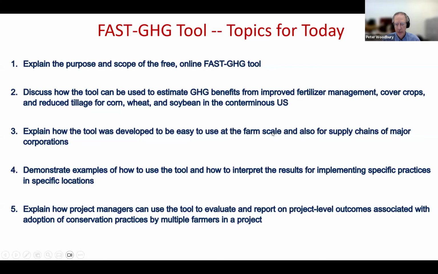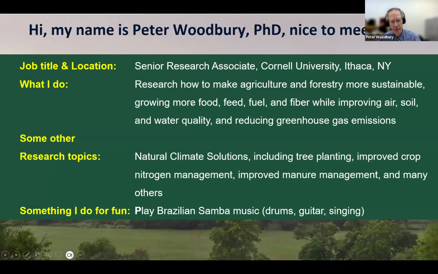Sorry about that. So I look forward to telling you about the FAST greenhouse gas tool, but we'll start with telling you just a little bit about myself. I'm a senior research associate at Cornell, as you've heard, and I do research on how to make agriculture and forestry more sustainable. So growing more food, feed, fuel, and fiber while improving environmental quality.